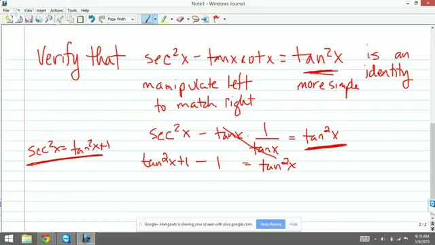You've got to think, I'm trying to get to tangent, right? So is there an identity that takes secant to tangent? The answer is yes. It's right here. Okay. So I'm continually trying to change things into tan.